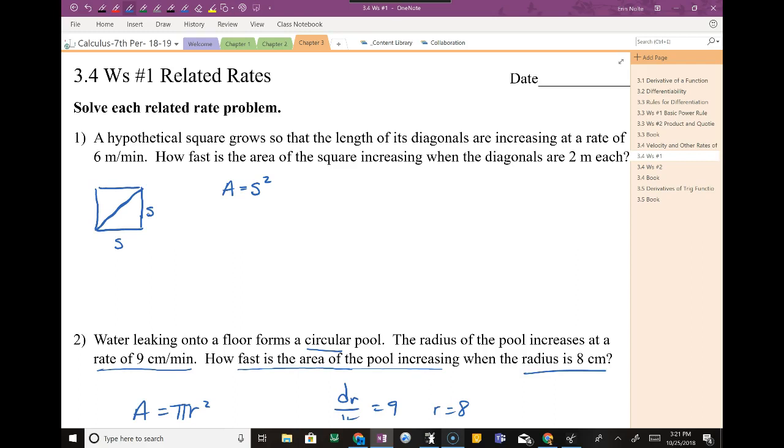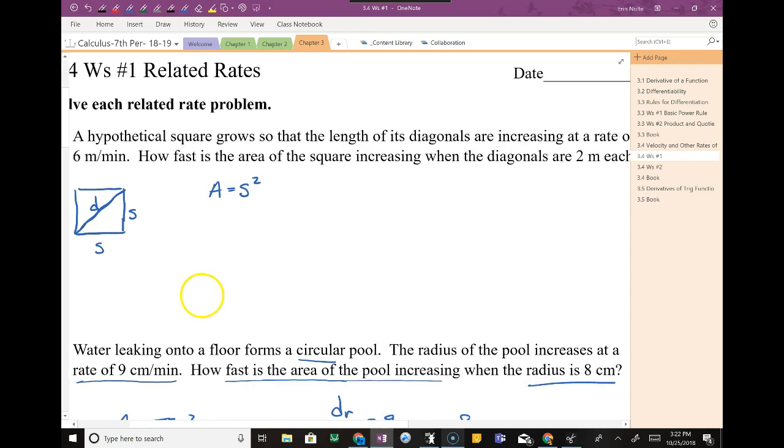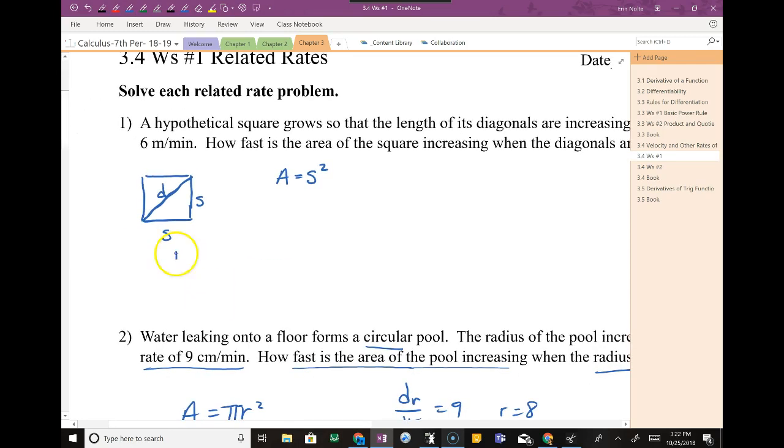Okay, so what I have to do is rewrite this equation in terms of my diagonal. Like a right triangle, yeah. So, we can use the Pythagorean Theorem here. I told you this is why I didn't want to do this first. So, would you agree that d squared is equal to s squared plus s squared? Yes. Yeah.